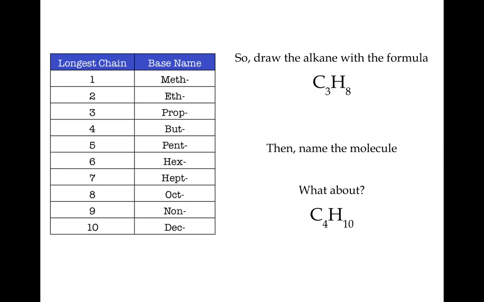We've got C3H8. Again, following that rule, 3 times 2 is 6 plus 2 is 8. And then C4H10. Draw the alkane and then name the molecule.